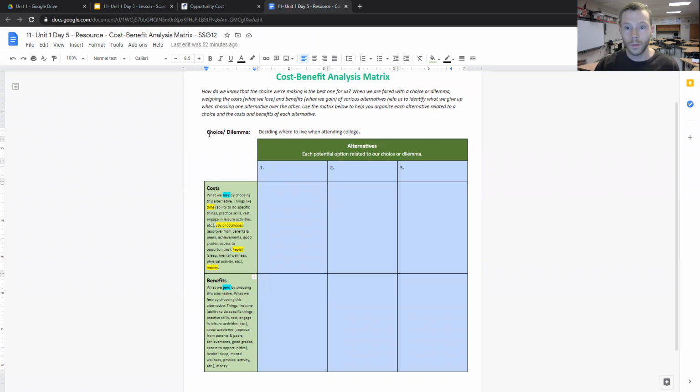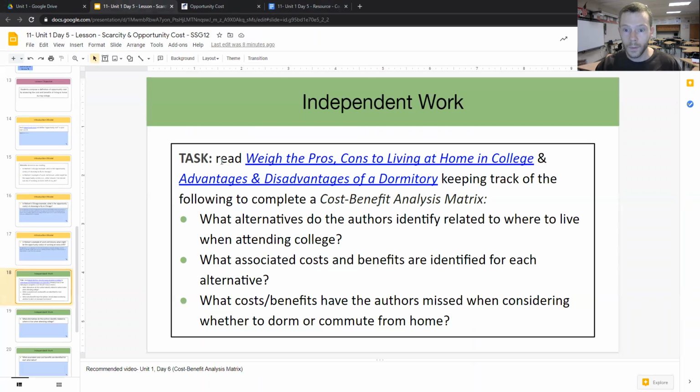So when we do this cost benefit analysis, there's always a choice or a dilemma involved. In this lesson, the dilemma is deciding where to live while attending college. And we want to think about what we lose and what we gain by making these particular decisions. And we can really help ourselves if we think about it in terms of time, social accolades, health, and money.